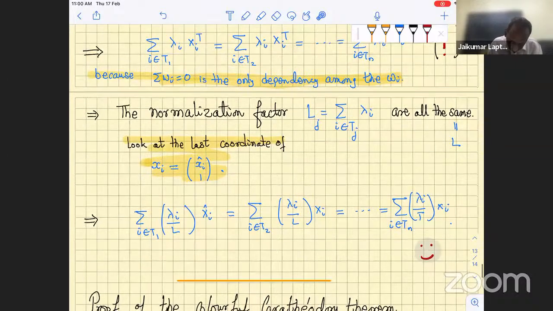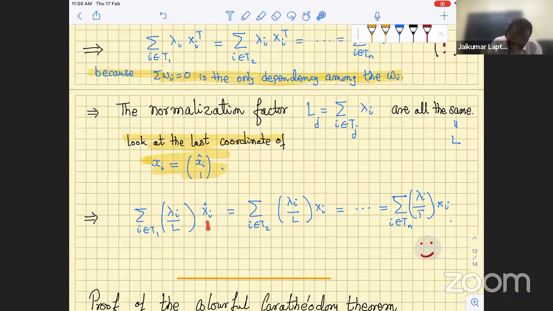this equality where xi hat is on the top coordinate and 1 is in the bottom coordinate. Now, if this is an equality among such vectors, you can drop the last coordinate and we get this common point. Again, my hats are missing. And we have proved Tverberg's theorem.